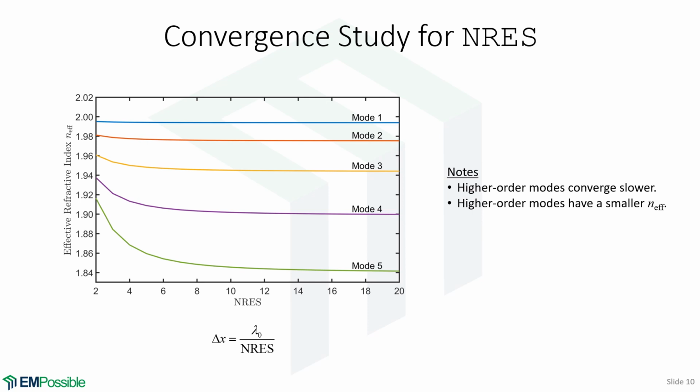So what I'm doing here is plotting all of the effective refractive indices for my 5 modes as a function of cranking up this NRES. So my grid is getting higher and higher resolution, more and more points on the grid, but of course, more memory is required. Simulations are slower, but hopefully I'm getting better and better answers. One thing I notice is that my higher order modes converge more slowly. So if you would like to only check one for a little bit less work, check your highest order mode. Also notice that the higher order modes have the smaller effective refractive indices. That's because they start sticking out into the cladding region a little bit more than the fundamental mode.